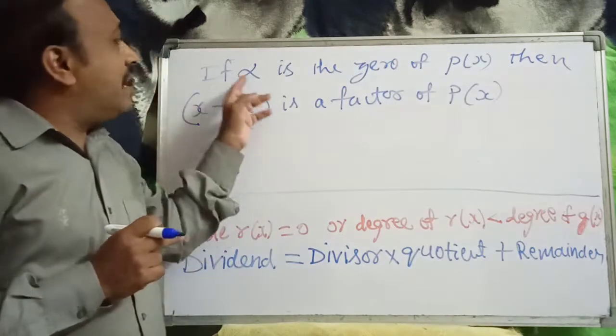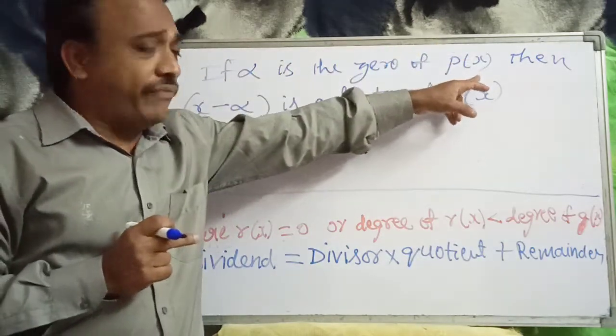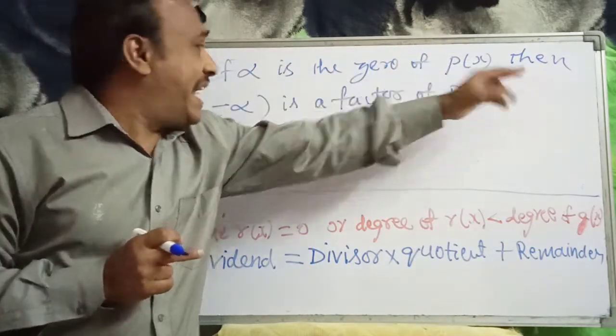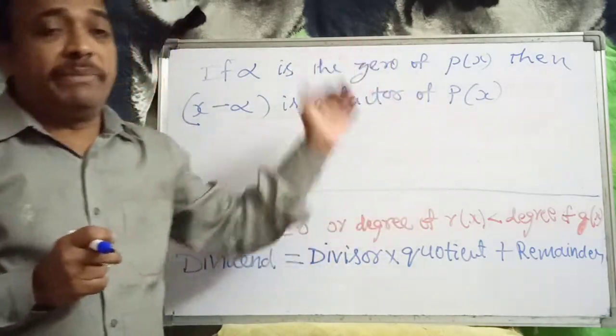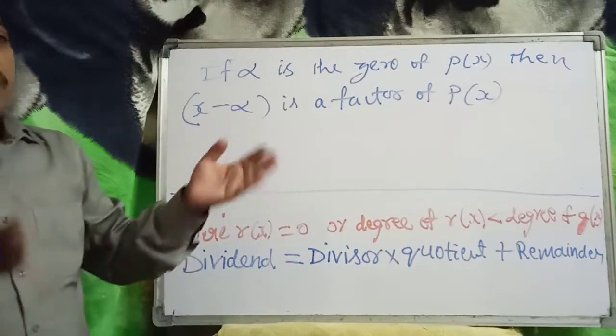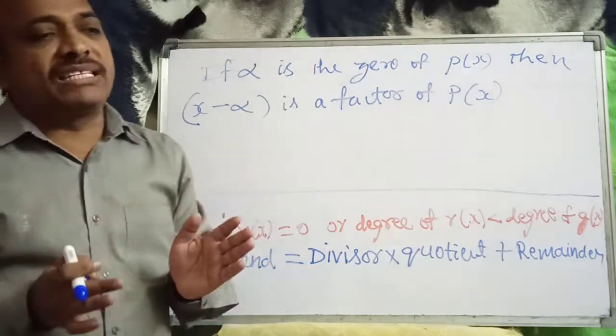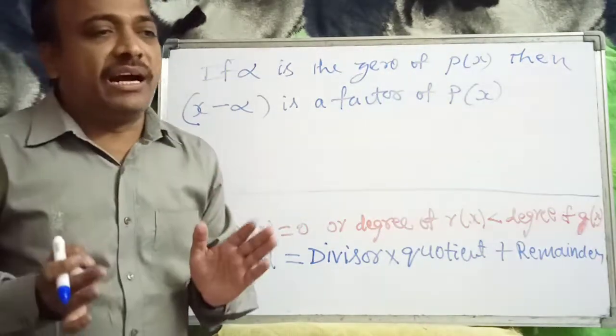So if alpha is a zero of p of x, then x minus alpha is a factor of p of x. That means the remainder must be 0. Now we verify this with one example using the division algorithm.